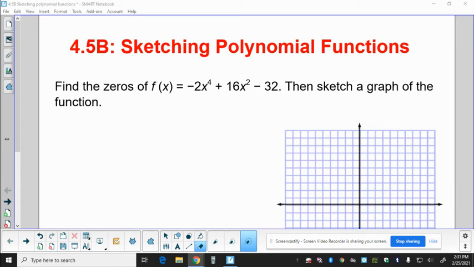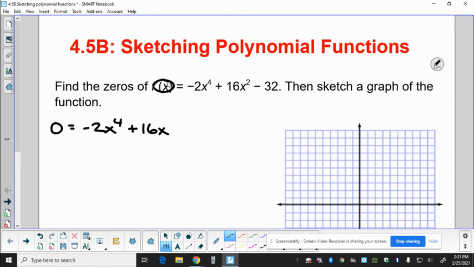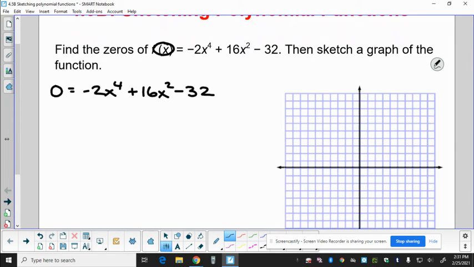Okay, so first of all, it says find the zeros of that function, then sketch the best graph that you can. So if you're going to find a zero, we have to remember that that f of x will become zero. Let's go ahead and rewrite this, and let's factor. What do you think the greatest common factor is going to be in this? Yeah, let's factor out a -2. It's going to make an easier problem if you take out the negative.